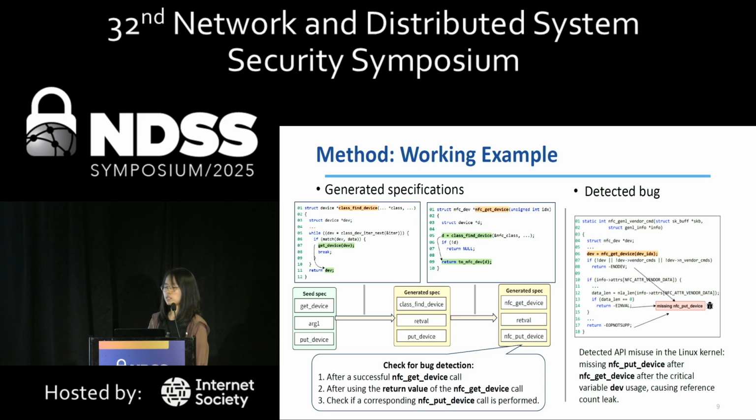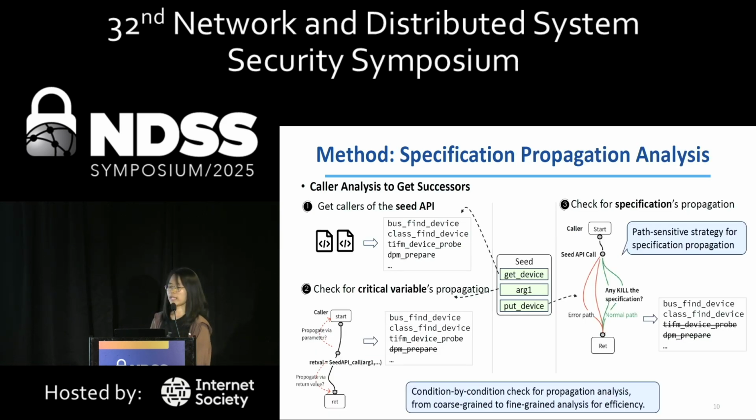Using the generated specification, we detect a new bug in the Linux kernel, as shown on the left. In the code here, after calling NFC get device, the code used the device but didn't call NFC put device to release the reference, leading to a reference count leak. This bug has also been confirmed and fixed. Next, we introduce some technical details.